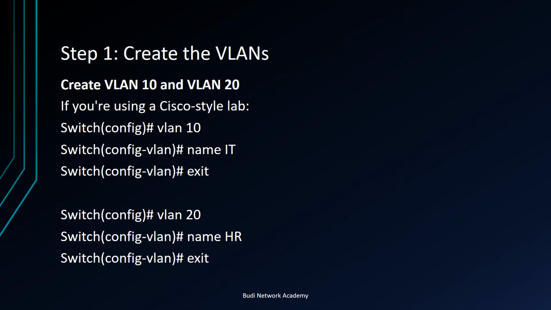Our first step is to create the VLANs on the switch. We will create VLAN 10 and give it the name IT. Then we will create VLAN 20 and name it HR. The VLAN ID identifies the VLAN, while the name simply helps us recognize its purpose. Next, we need to assign switch ports to them.